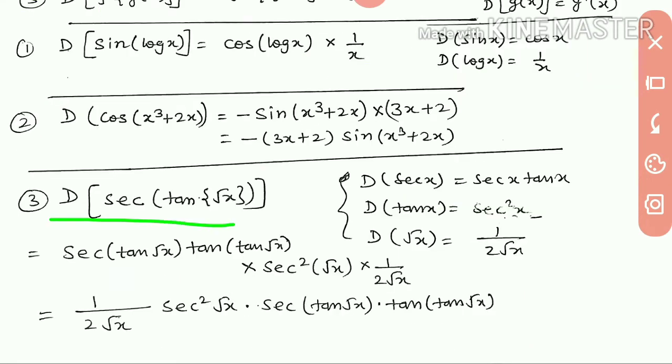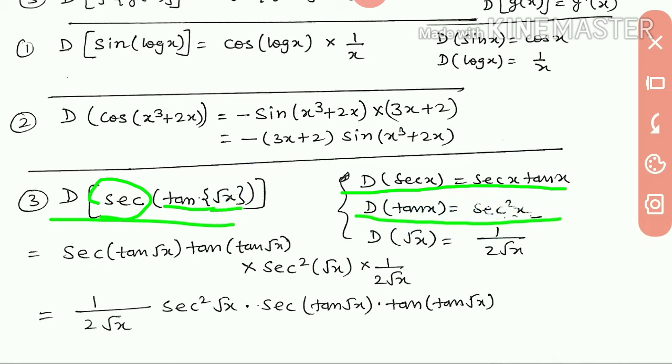Differential of sec of tan of root x. So here the outermost function is sec, so you should know the sec x formula: differential of sec x is sec x tan x. Then the second is tan x, so you should know the tan x formula, sec square x.